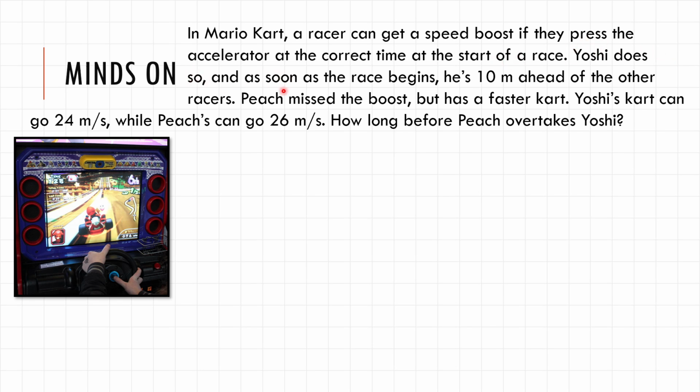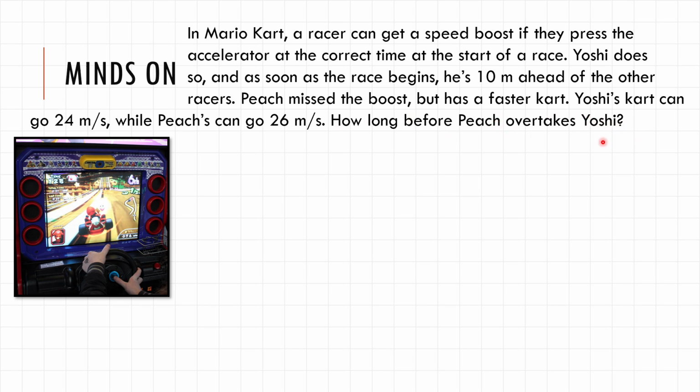Yoshi does so, and as soon as the race begins, he is 10 meters ahead of the other racers thanks to that speed boost. Peach missed the boost, but Peach has a faster cart. The cart that she chose was better. Yoshi's cart can go 24 meters per second, while Peach's can go 26 meters per second. So we know that Peach is faster. If they were to keep up these speeds, how long would it take before Peach actually overtakes Yoshi?